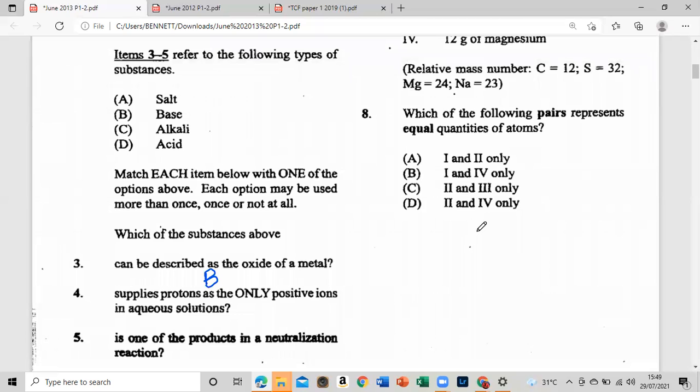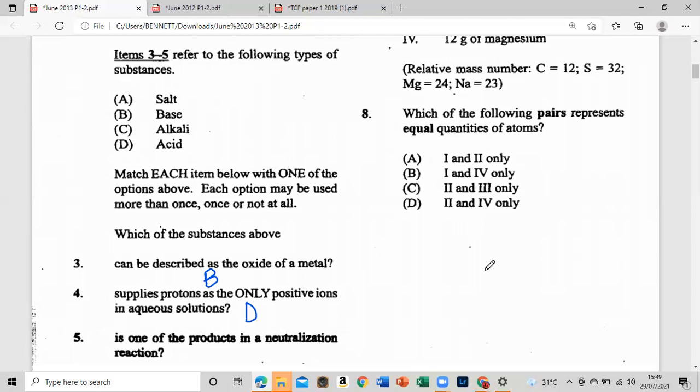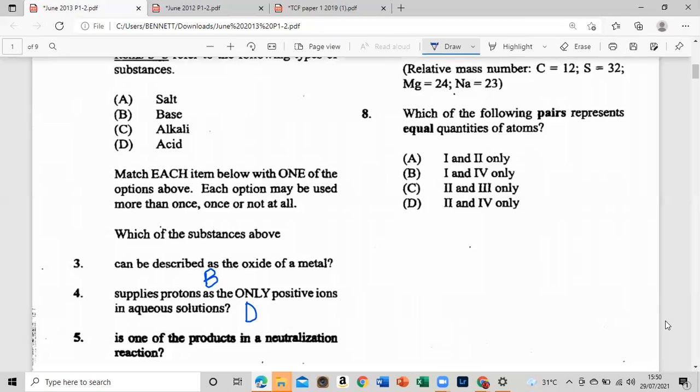Number 4 supplies protons as the only positive ions in aqueous solution. And number 4 is an acid, so that's D. All right, and this now is one of the products in a neutralization reaction. So number 5 is salt, so that's A. So number 5 is A.